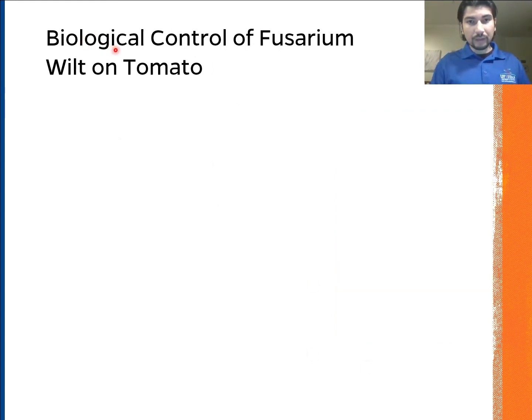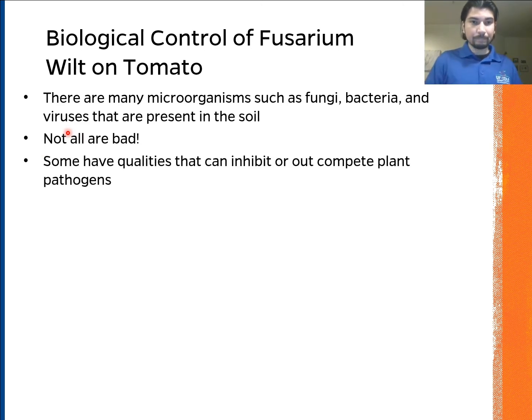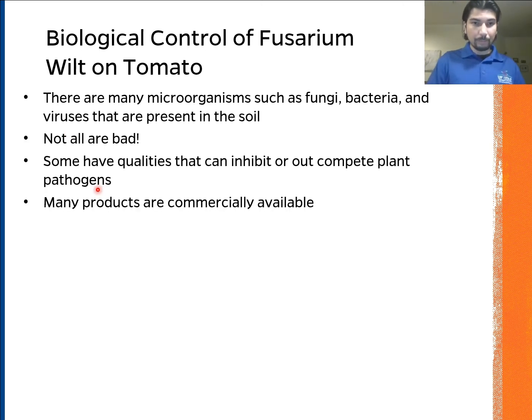So now moving on to biological control of Fusarium wilt on tomato. There are many microorganisms such as fungi, bacteria, and viruses that are present in the soil. However, not all are bad. Some have qualities that can inhibit or outcompete plant pathogens, and in some cases promote plant growth as well. And many products are commercially available.